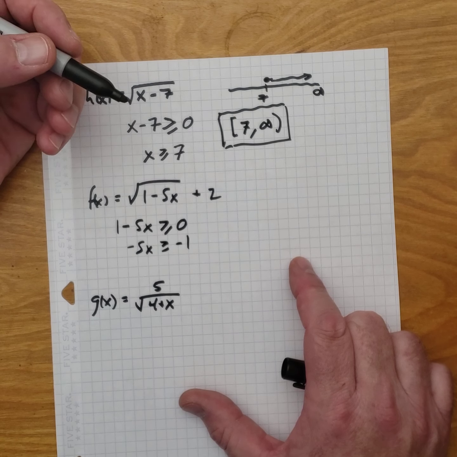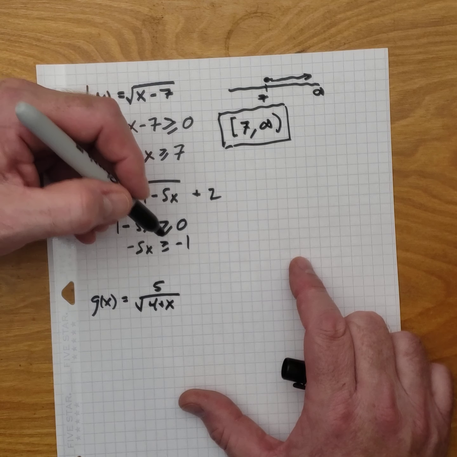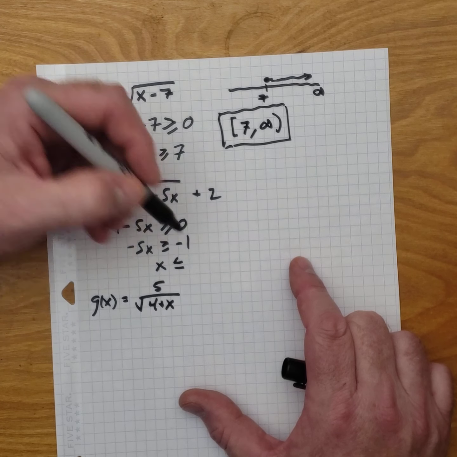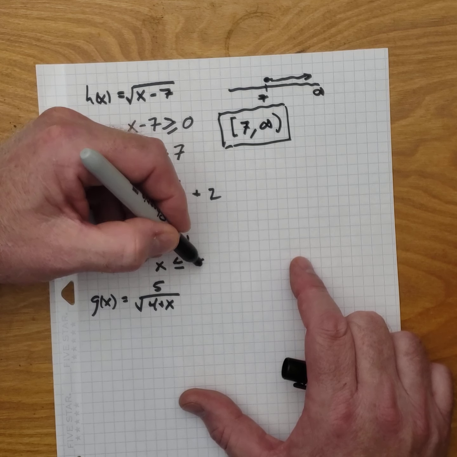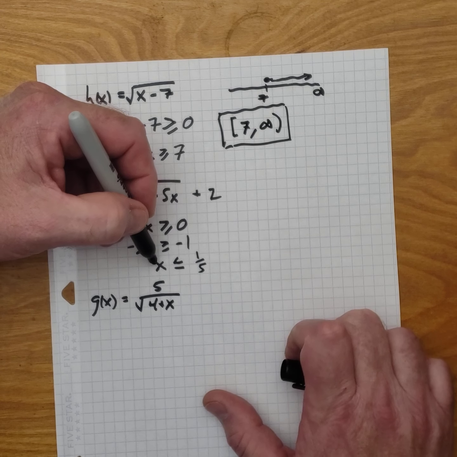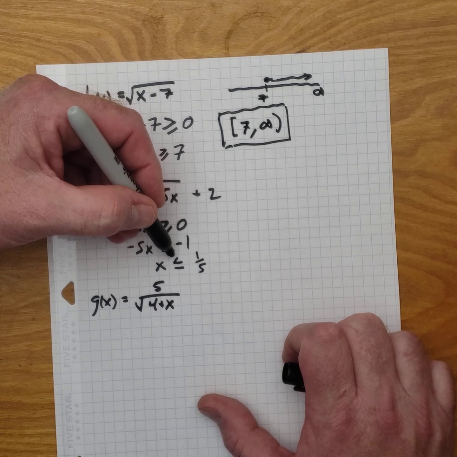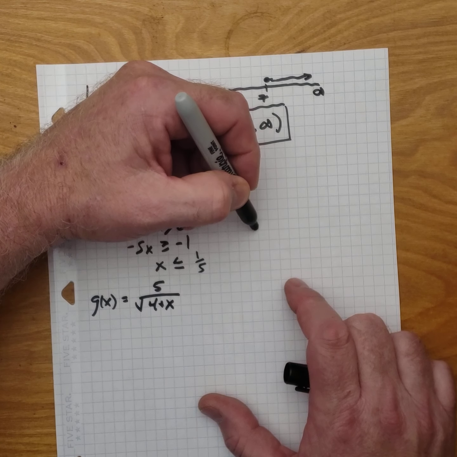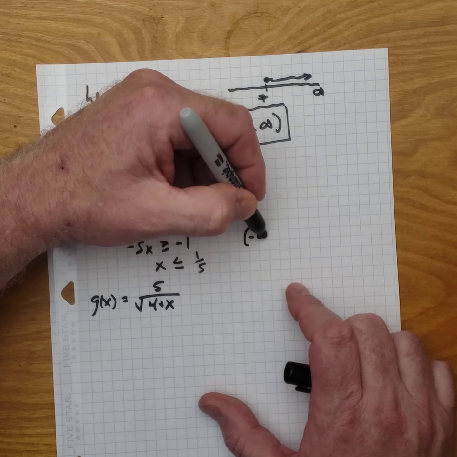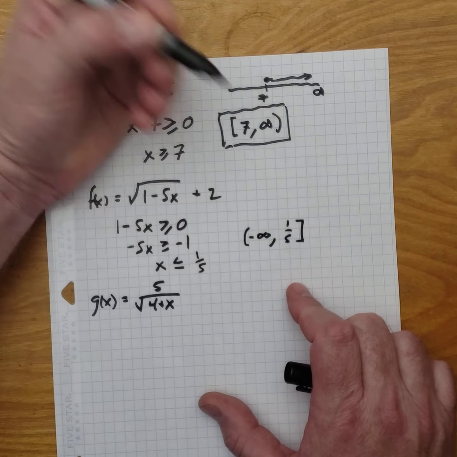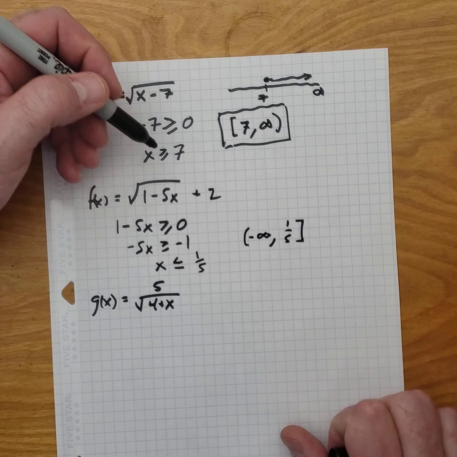And then divide both sides by negative 5. And when we divide both sides by a negative, remember we have to flip that sign. And negative 1 divided by negative 5 is 1/5. So any number less than or equal to 1/5 here is in the domain of the function. So our domain is going to be from negative infinity up to and including 1/5. So a bracket at 1/5.